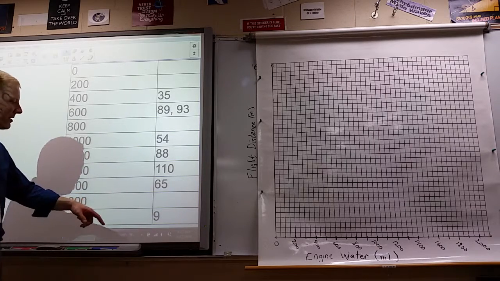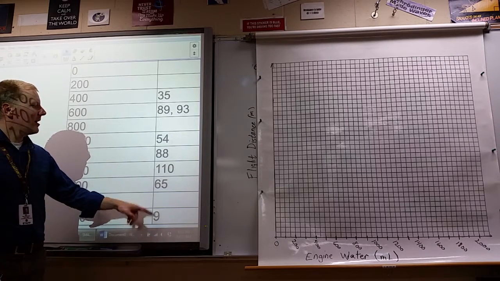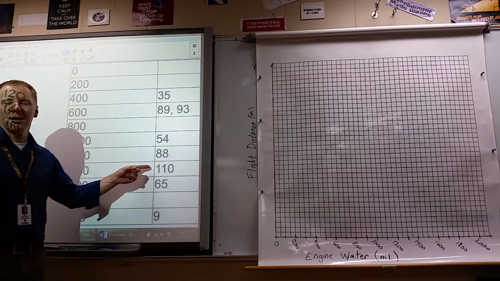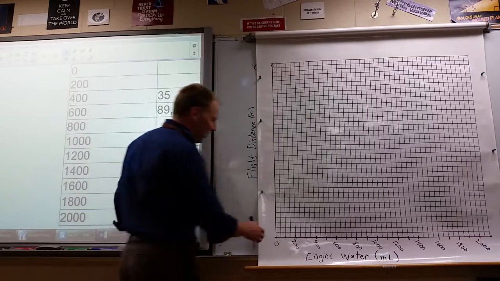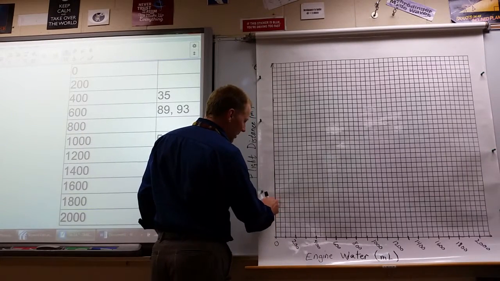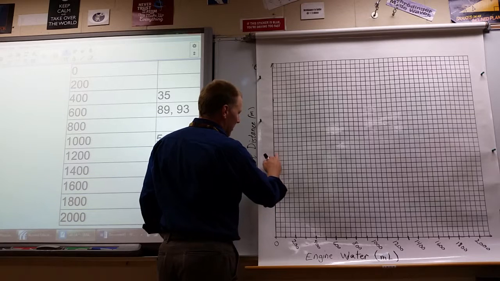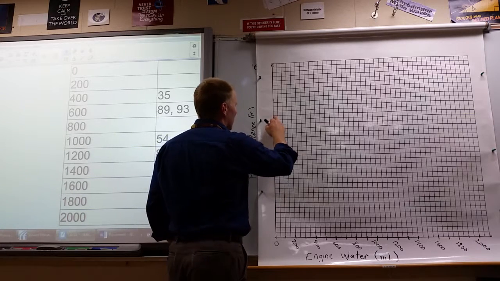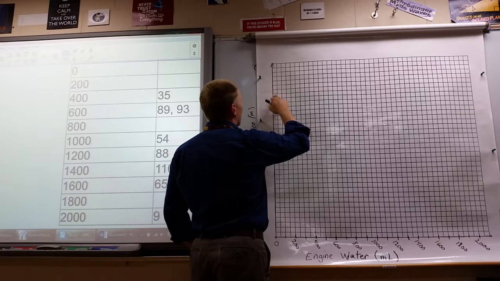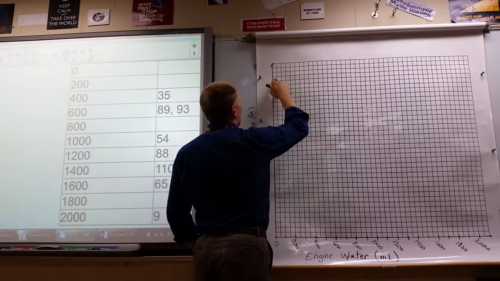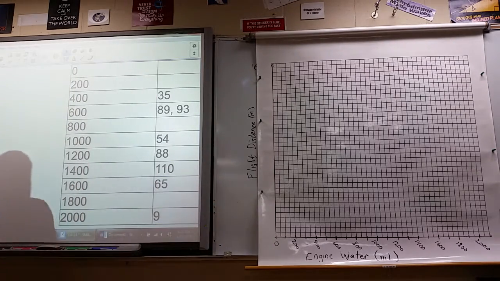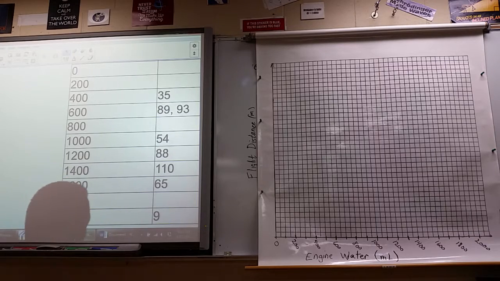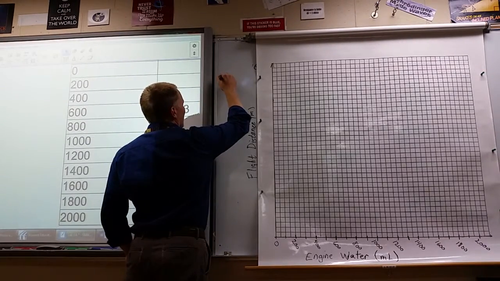We want to find our minimum and maximum. Our minimum is 9. Our maximum in this data is 110. So we have to accommodate that at least. I'm going to count the squares again. I have 38 squares up that way. You will find, since you are doing it sideways, you have fewer squares to work with. So I have 38 squares. I'm just going to make a note of that up here.